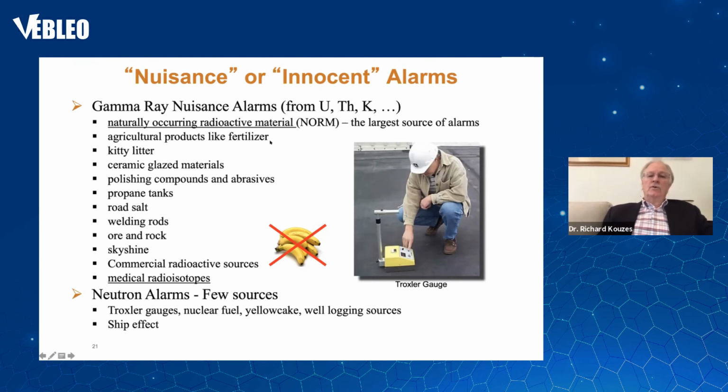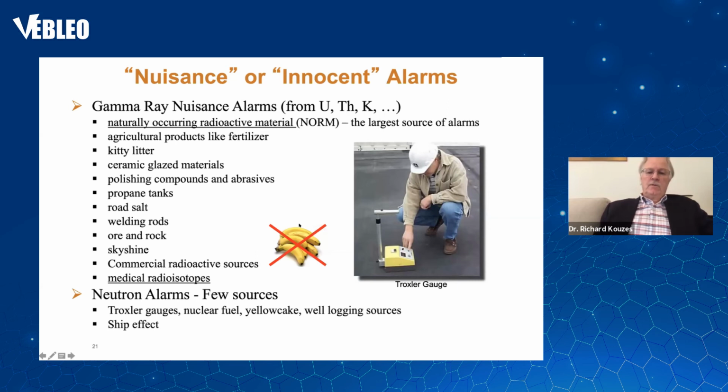Other examples are agricultural products like fertilizer, kitty litter, which is used widely, is basically just dirt. Ceramic materials, propane tanks, because when you take propane out of the ground, radon comes along with it, and you can see the radon daughters. Road salt's another good example on the northern border particularly. And medical radioisotopes. I should mention that in the US, 1 in 2,400 Americans carries a medical burden of radiation large enough to produce an alarm at a border crossing.